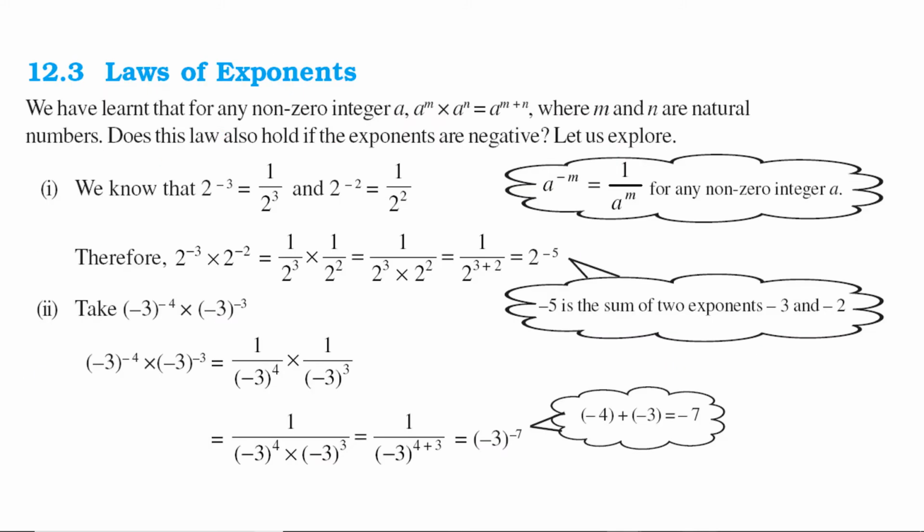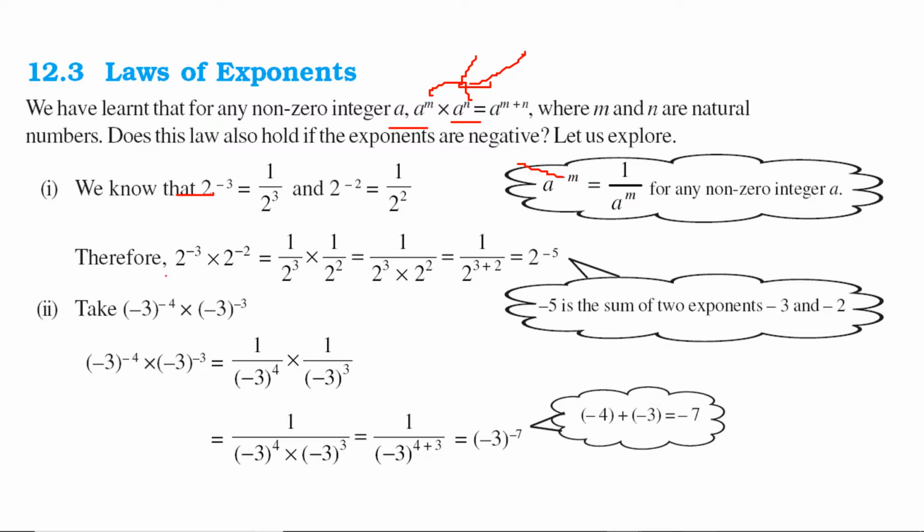Laws of exponent. What we have learnt up till now is a to the power m into a to the power n. If the bases are same, the powers will add up, right? m and n are natural numbers. So does this law hold for exponents that are negative also? Let us see. 2 to the power minus 3 is 1 by 2 to the power 3 and 2 to the power minus 2 is equal to 1 by 2 to the power 2. So in general, a to the power minus m is equal to 1 by a to the power m and a to the power m is equal to 1 by a to the power minus m, right?